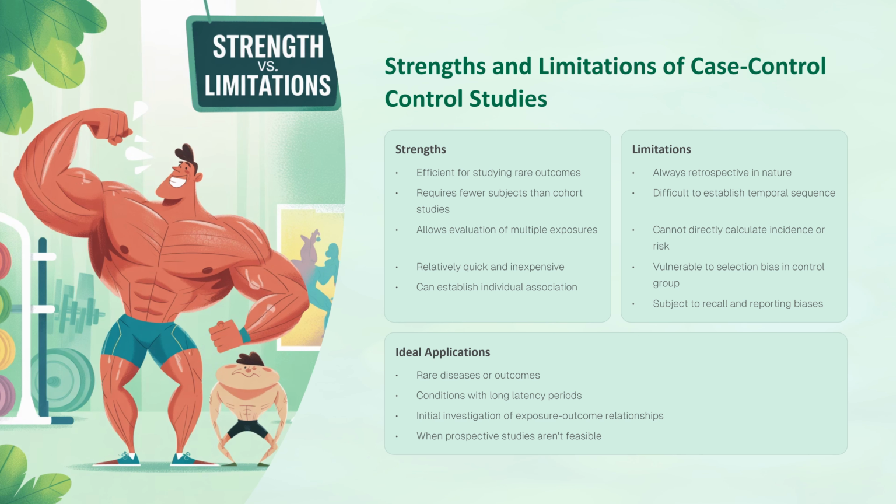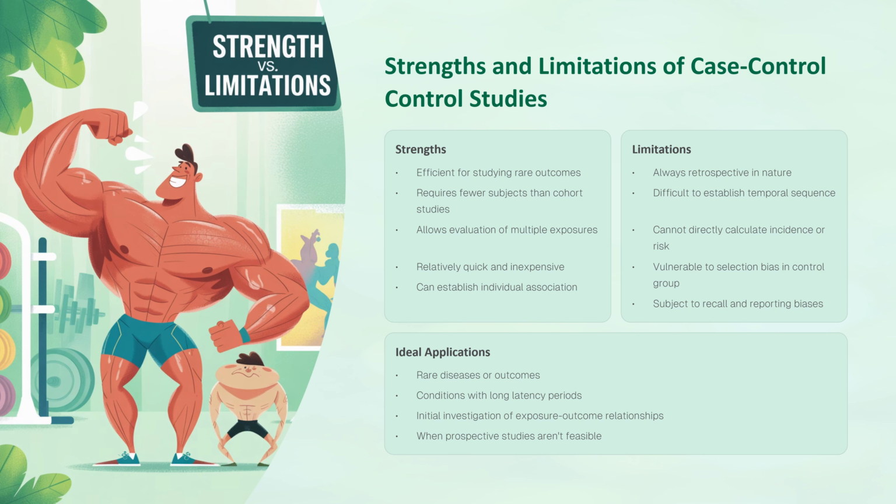Okay? So the ideal applications here of a case control study include rare diseases or outcomes, things that don't happen very often, things that have really long periods of time to develop, maybe cardiovascular disease or potentially even some types of cancers. Ideal are studies where the initial investigation of exposure outcome relationships isn't really feasible in a randomized controlled trial. So starting here with a case control trial is much more feasible than a randomized controlled trial.